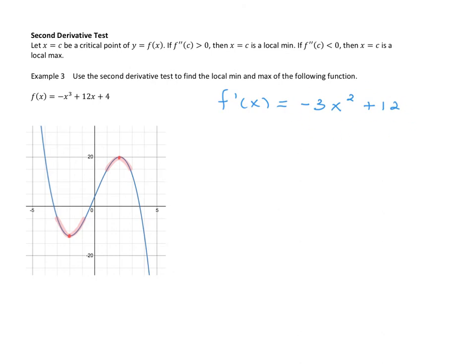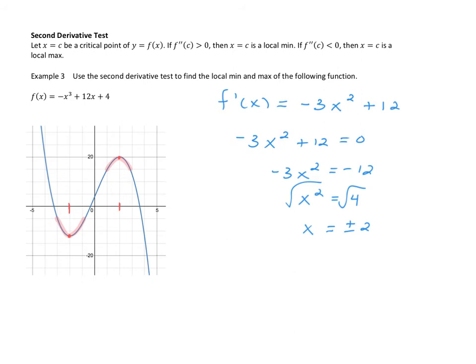So that means you have to figure out where this thing is either undefined or where it's equal to 0. Well, this thing exists everywhere, so the only thing I'm going to check is where is the first derivative equal to 0? I will subtract 12 from both sides of my equation. I will divide both sides by 3. And if I take the square root of both sides, I get two solutions, plus or minus 2. And that's exactly what this spot is here, and this spot is here.